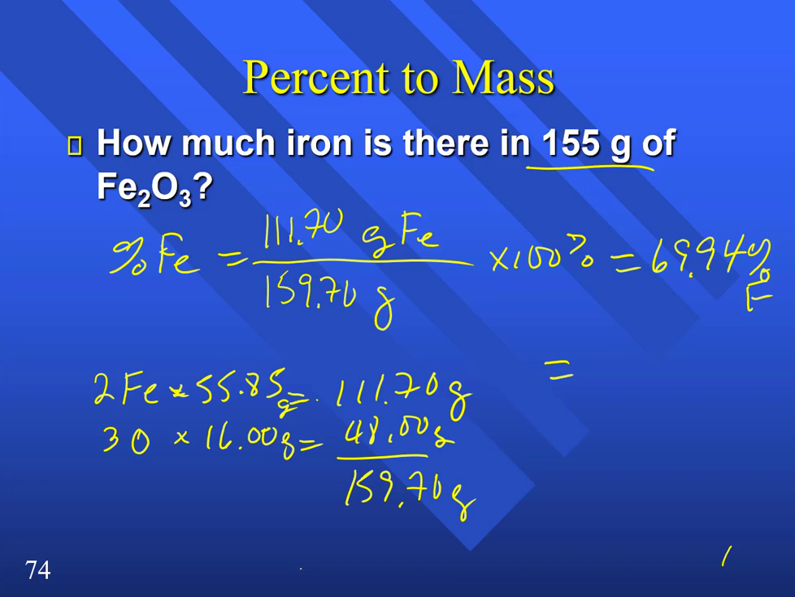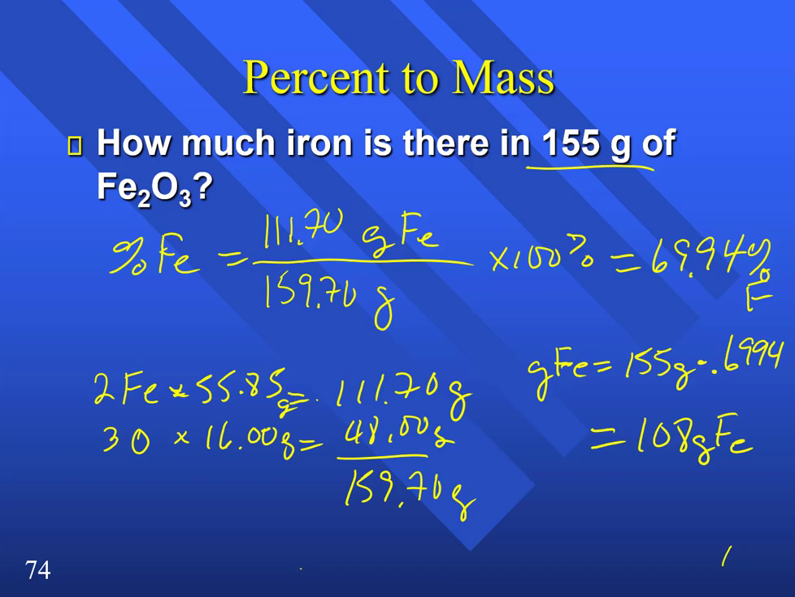And so the grams of iron is going to equal that 155 grams times 0.6994. Move the decimal place over twice. What is the percent? 155 times 0.6994 equals that I'll have 108 grams of iron.